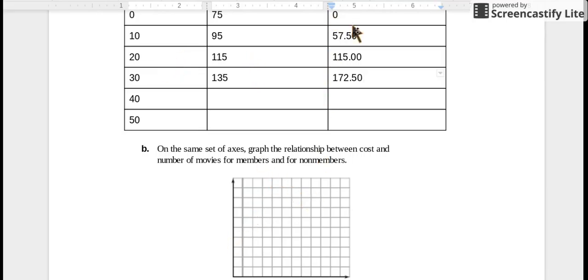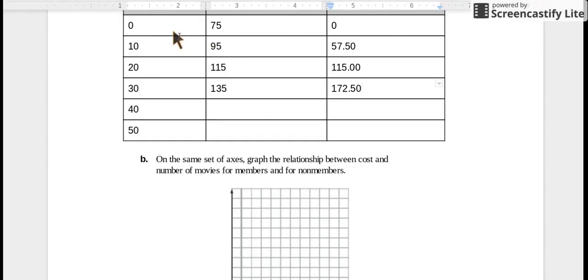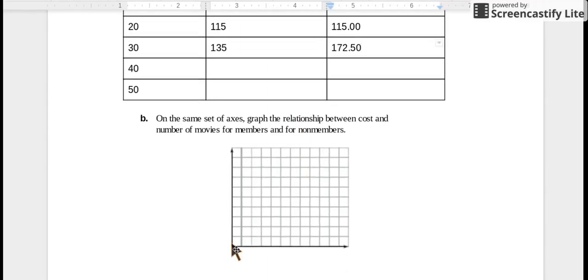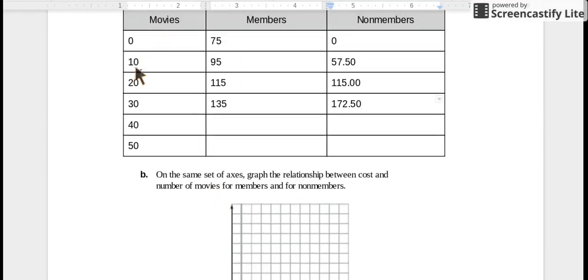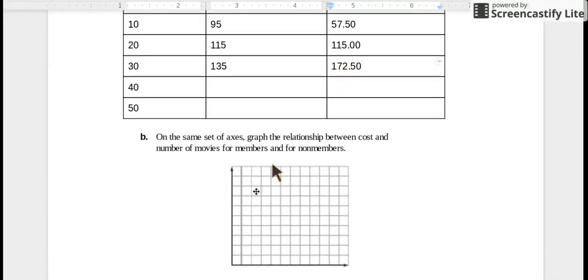And you do the same thing with your non-members. For 0 movies, it's $0. So you just start at the origin. At 10 movies, you have $57.50. So you go over to your 10 mark and go up $57.50. And you pretty much do the same thing. You use the points on your table to plot the points for each line to make the graph for each line, for your member and non-member.